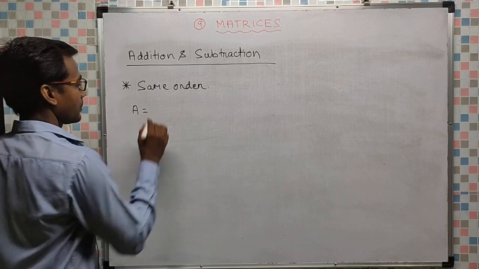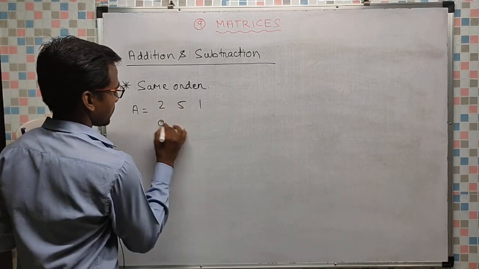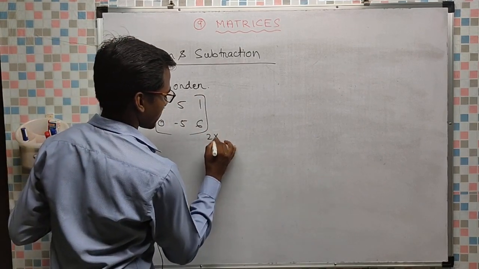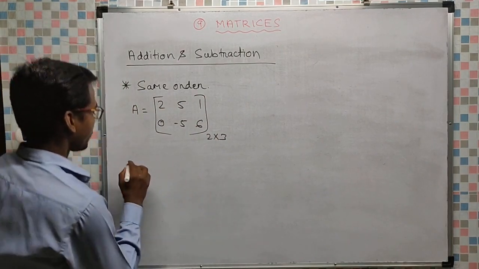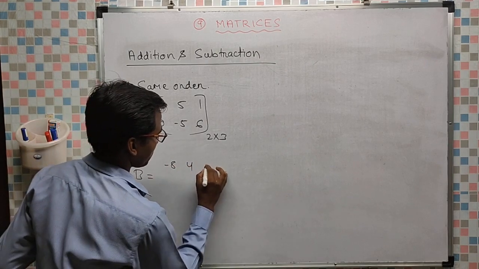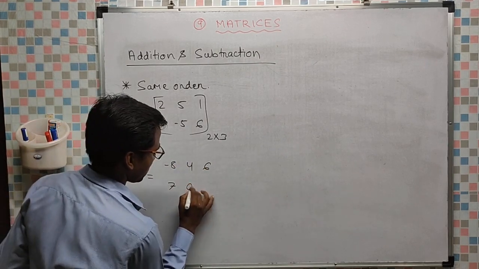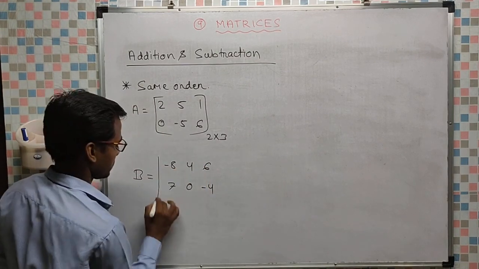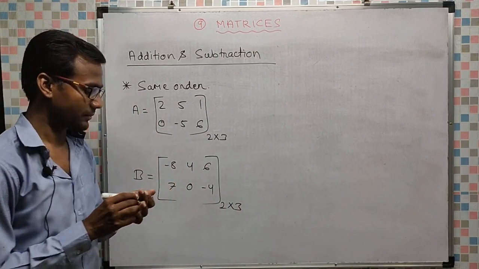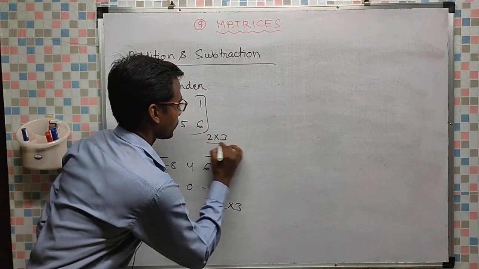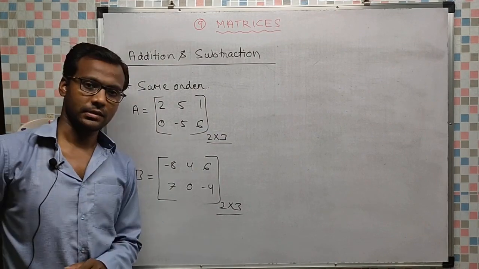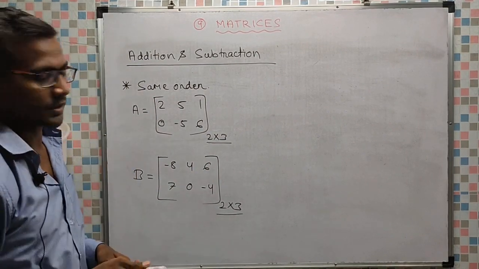Suppose A is equal to the matrix with rows 2, 5, 1 and 0, minus 5, 6. Its order is 2 by 3, as you can see. B is equal to, suppose, the matrix with rows minus 8, 4, 6 and 7, 0, minus 4. Its order is also 2 by 3. Look at the orders, 2 by 3, 2 by 3. So can these two matrices be added or not? Yes, they can be added because their order is the same. So let us add first.